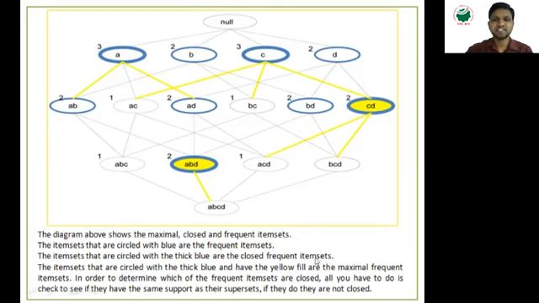Elimination means, closed means those that are not purchased with the same items in the shopping cart. That is A, C, AB, AD, BD. So like that we have to identify the closed frequent item set. The last ones, thick blue with the yellow fill, are the maximal frequent item sets. So ABC and CD.